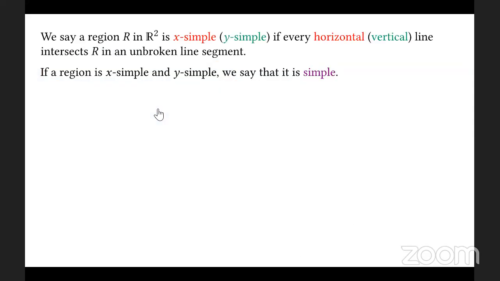So we say a region in R2 is x simple and respectively y simple if every horizontal and respectively vertical line intersects that region in an unbroken line segment. And if it's both x and y simple, then we say it's simple. So let's say this region here. Is this x simple, y simple, both or neither?